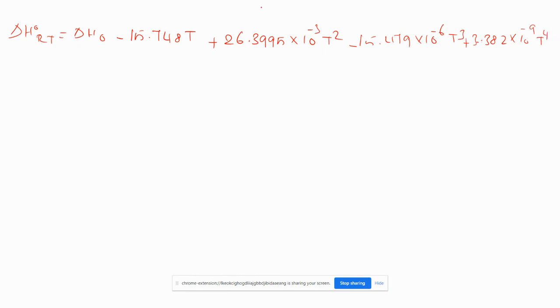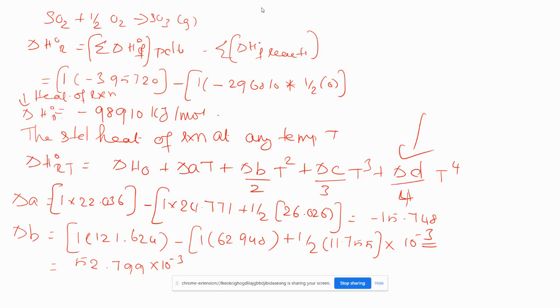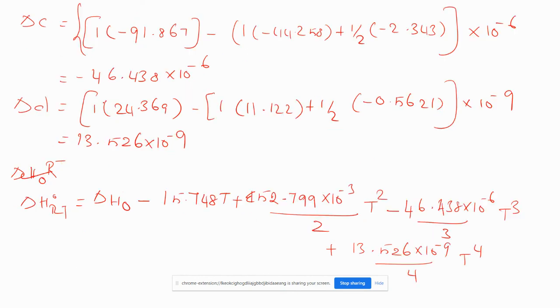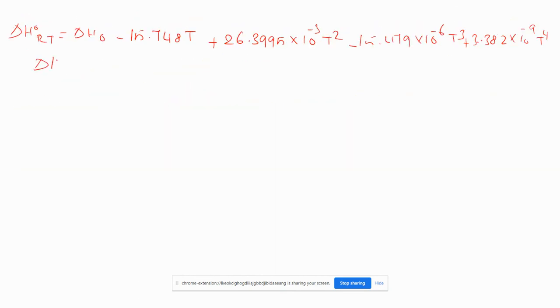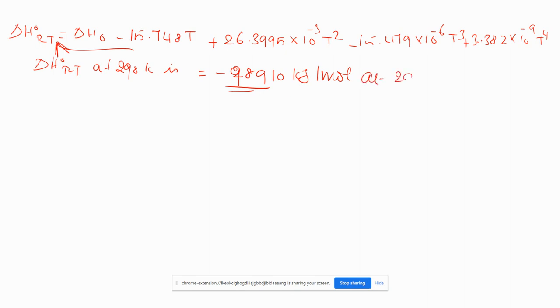So now, already we have found the standard heat of reaction value. That is del H0 at 298 Kelvin, which is minus 98910 kilojoules per mole. Now substitute this value over here. All these are at 298 Kelvin, right? So substitute this value over here, and for T substitute 298, so that you will get the del H0 value.